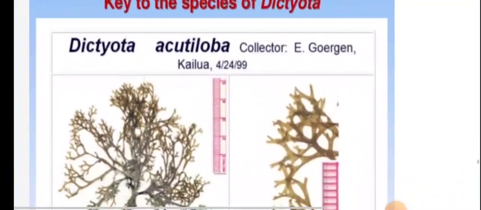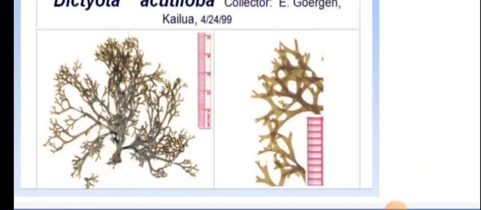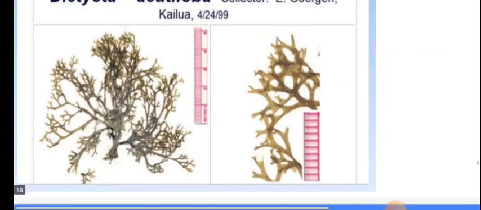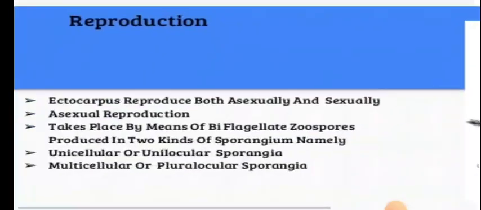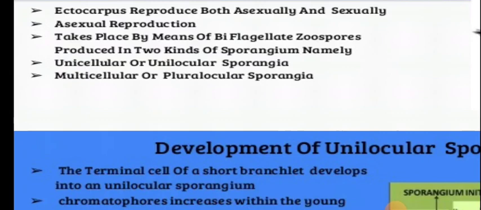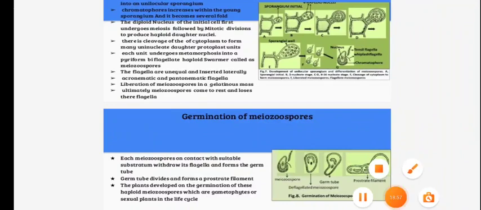Then Dictyota acutiloba is a genus in Phaeophyceae. These red-pink colored scales are there, which show the length and the breadth. So like this, you have to go through all these members. The remaining part we will see in the next lesson.